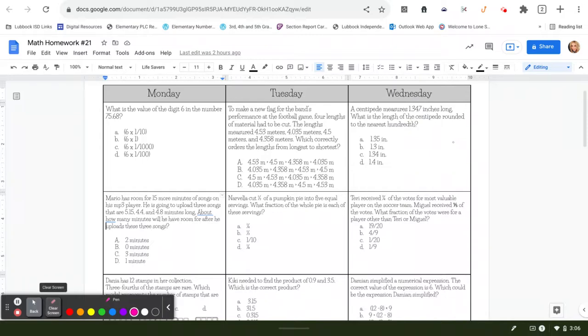Next, Terry received 3/4 of the votes for most valuable player on the soccer team. Miguel received 1/5 of the votes. What fraction of the votes were for a player other than Terry or Miguel? Okay, so the first thing we're going to do here is find a common denominator. I'm going to start with 3/4. Even though it's the larger fraction, it has a smaller denominator.